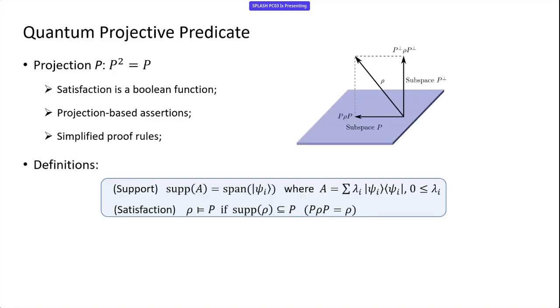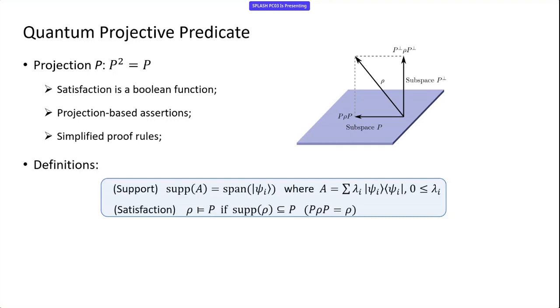So given a semi-positive matrix A with its spectral decomposition, we define the support of matrix A as the subspace spanned by the vectors psi_i. And then we say a quantum state rho, that is a partial density matrix, satisfies a predicate P if the support of rho lies in the subspace P. So here is a projection P that maps rho into P rho P, which lies in the subspace P. So if rho satisfies the predicate P, then we have P rho P equals rho. That means the projection won't have any side effects on the quantum state.